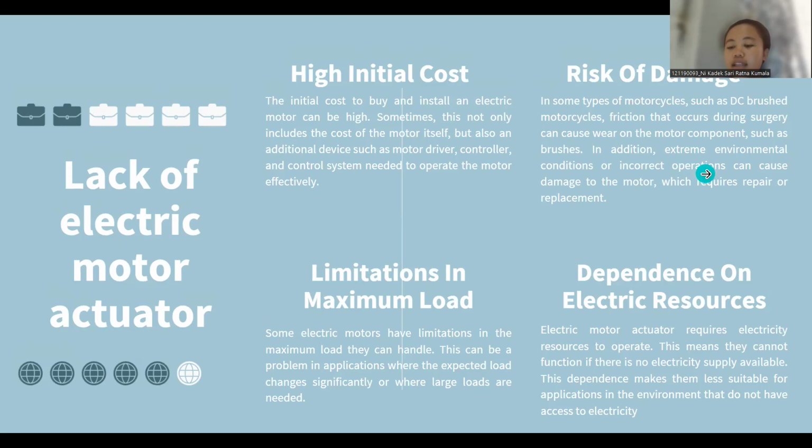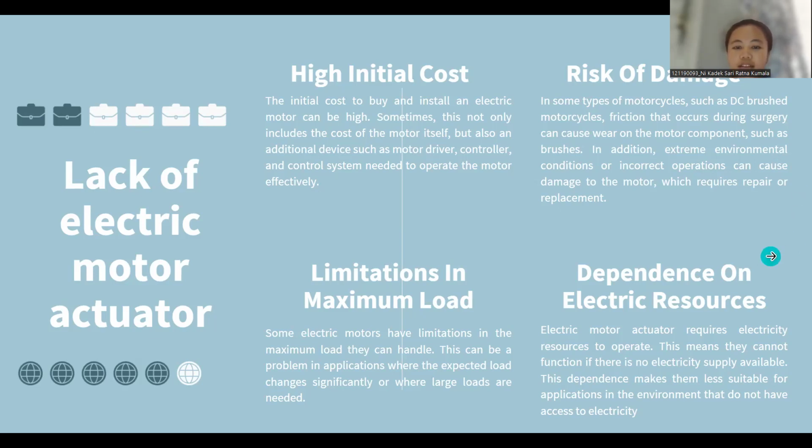For the last, dependence on electricity. Electric motors actually require electricity to operate. This means they cannot function if there is no electricity sufficiently available. This dependence makes them less suitable for applications in environments that do not have access to electricity.